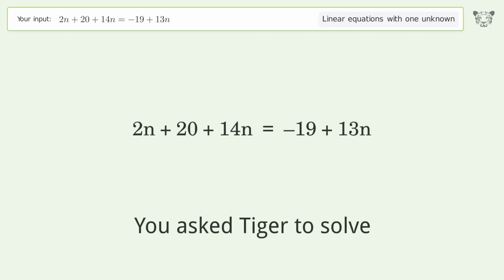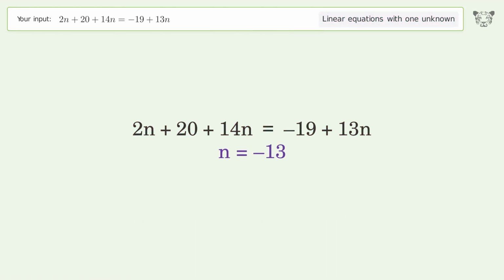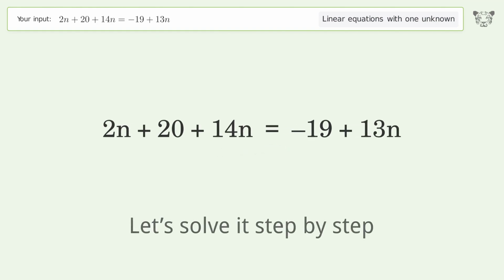You asked Tiger to solve this. It deals with linear equations with one unknown. The final result is n equals -13. Let's solve it step by step.